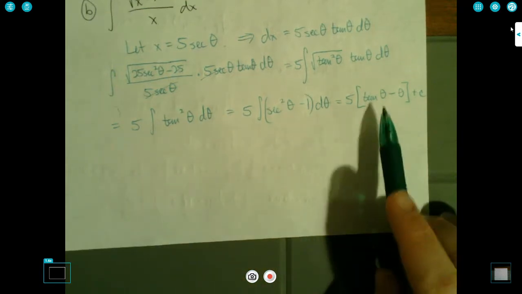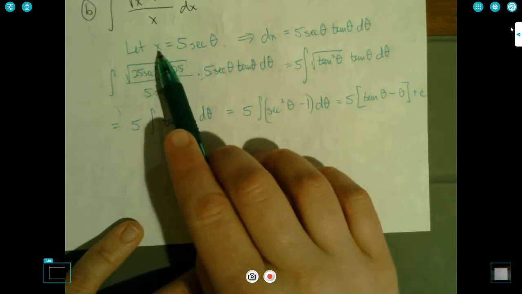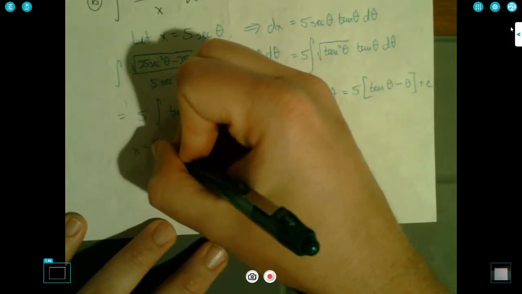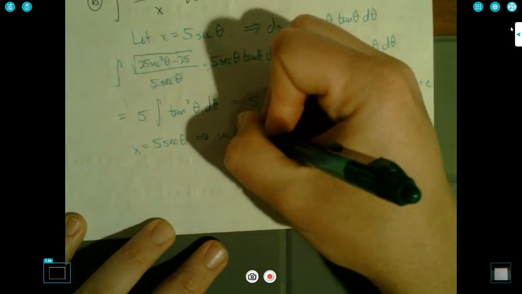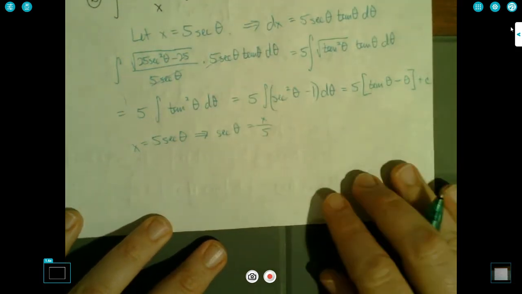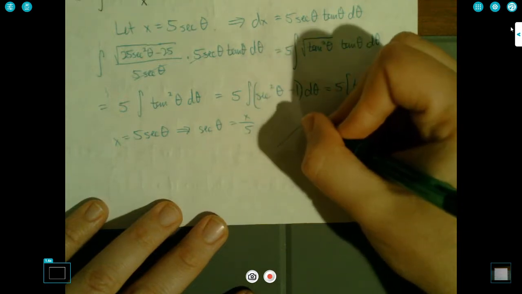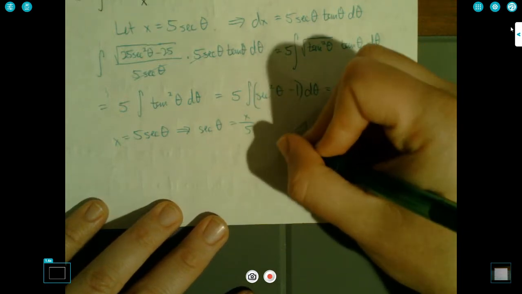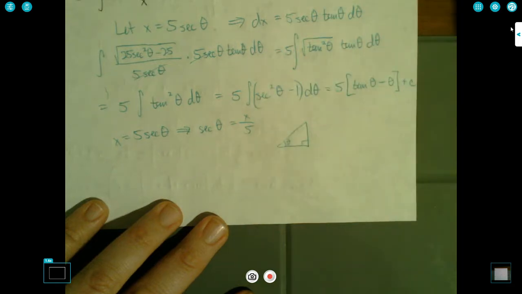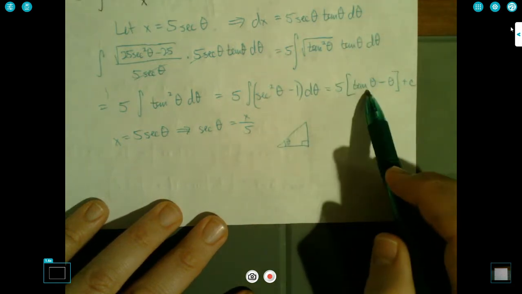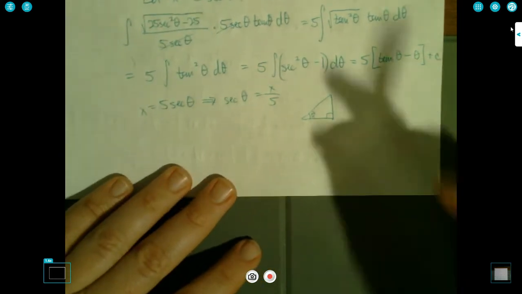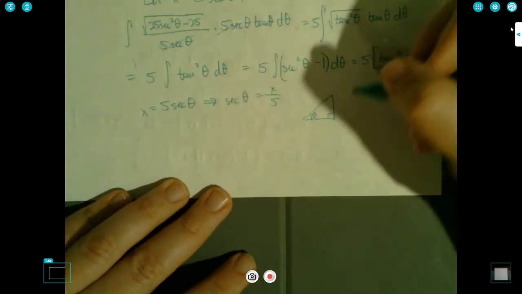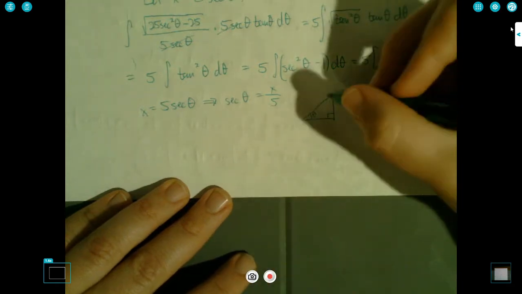But now we have to back substitute and get this in terms of x again. So again, if x is 5 secant theta, then that means secant theta is x over 5. And so if I draw a little triangle, theta is always going to be acute, so all the trig functions of theta are going to be positive anyway. But anyway, secant theta is x over 5.